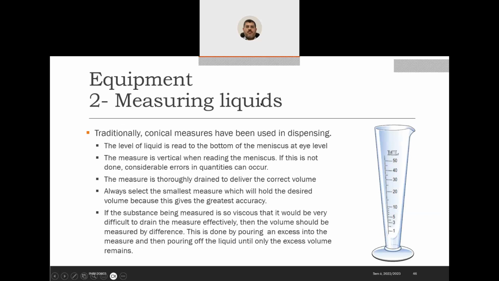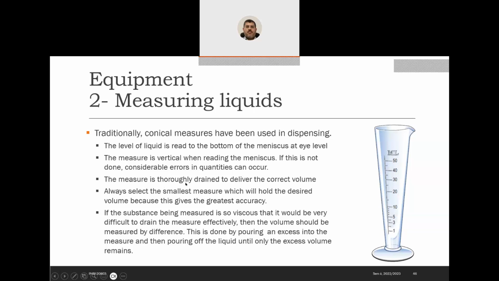There is equipment for measuring liquids. Usually conical measures can be used, or cylindrical measures can also be used. Here we have to read the meniscus, meaning the top level of the liquid. You have to make the measure vertical when you read the level, and then you have to make the level opposite to your eye, just at your eye level. Okay.